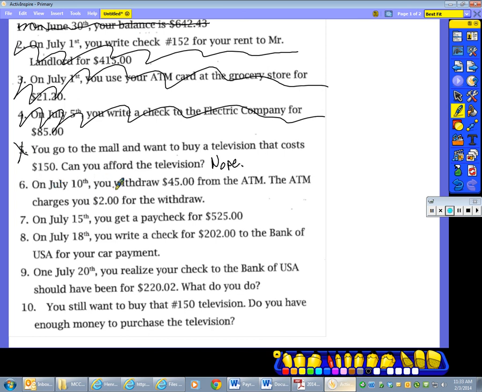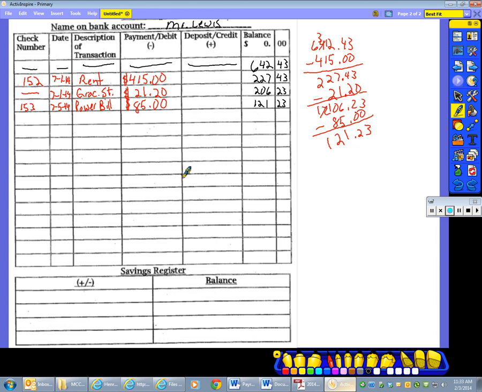On July 10th, you withdraw $45 from the ATM. The ATM charges you $2 for the withdrawal, and that's very common. In this case, I'm taking money out of the account. It's not going to have a check number. I did not write a check to myself. The date of this transaction is July 10th. So we have 7/10. I'm not going to put the 14. And then I'm going to say ATM as my description. You could say cash. The amount of cash that you got out was $45.